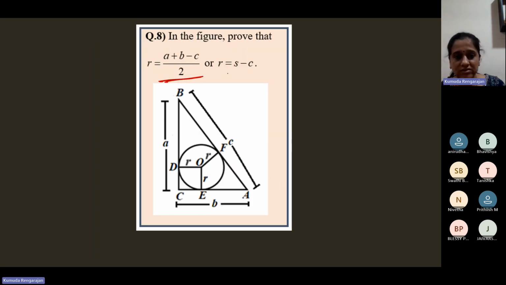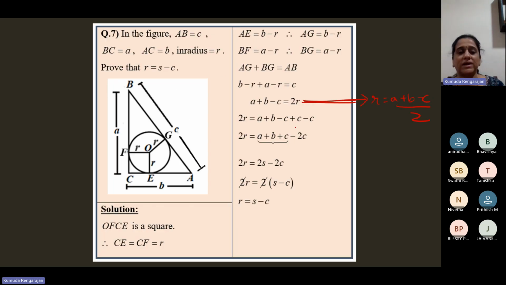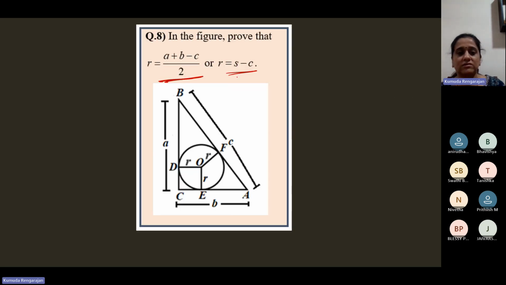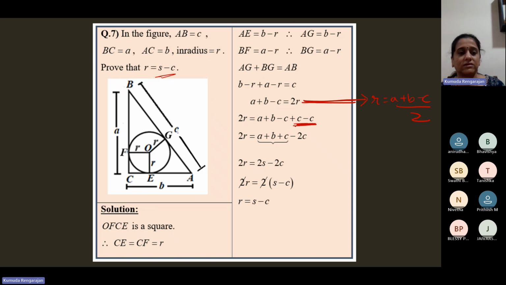If you want to show that R is equal to S minus C, then you have to add and subtract C. Then you need to do that plus C and minus C. Plus C minus C is to get this result. R is equal to S minus C.